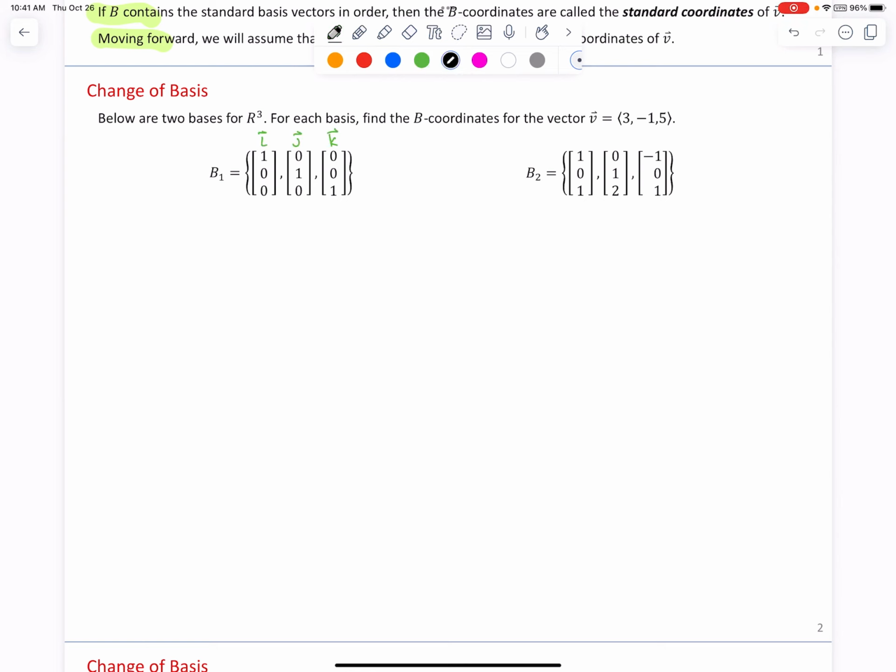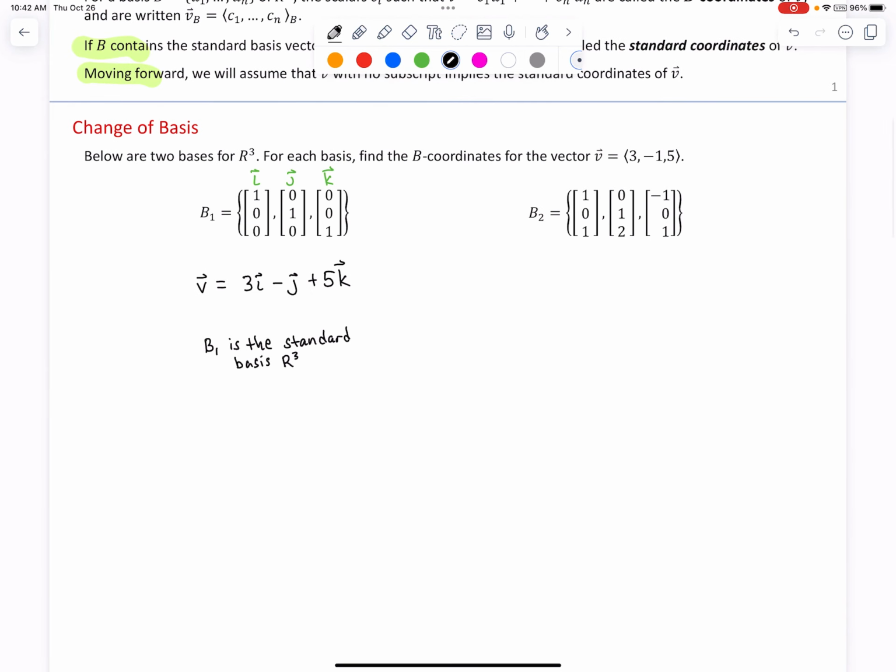So as we've done in the past, we can simply say that vector v is equal to 3 copies of i, negative 1 copy of j, and 5 copies of k. And this basis is the standard basis for R3. So we can take those coefficients and make a vector out of them. So we have 3, negative 1, 5. Really it is just repeating what was already given up here.